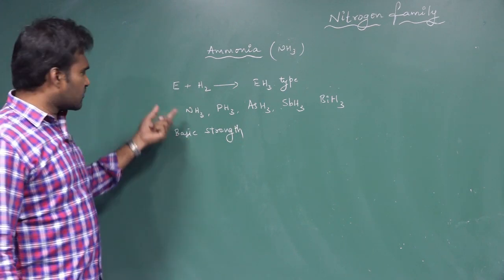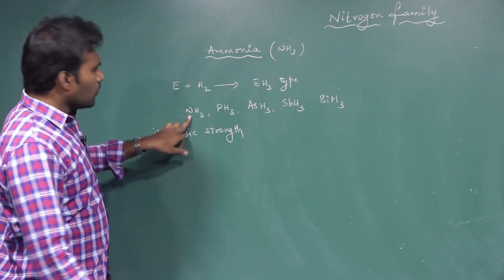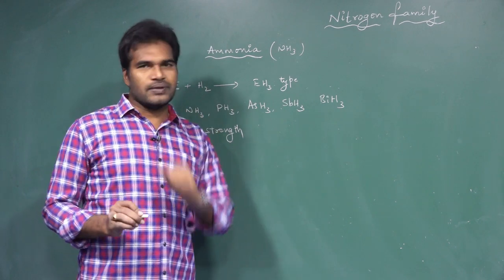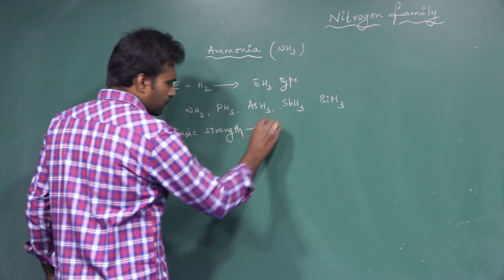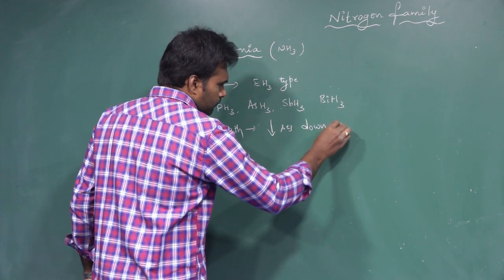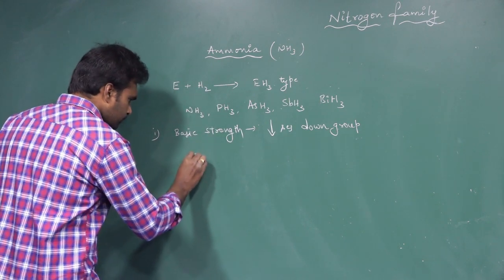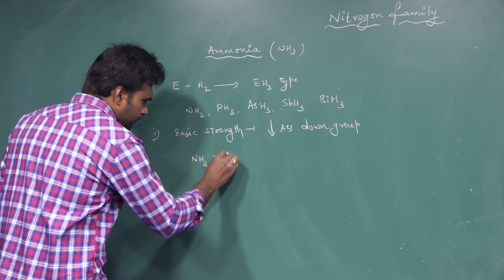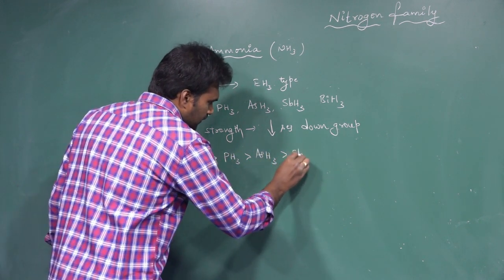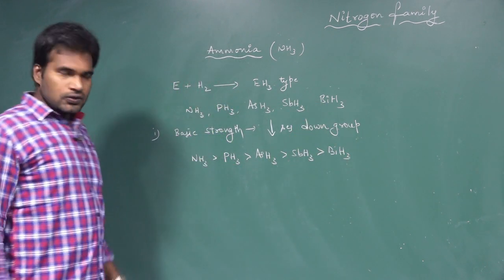What is the order of basic strength of the hydrides of these 5th A group elements? When you compare them all, ammonia is the strongest base, whereas bismuthine is the least basic in nature. That means the basic strength decreases down the group. So that is NH3 greater than PH3, AsH3, SbH3 and BiH3.